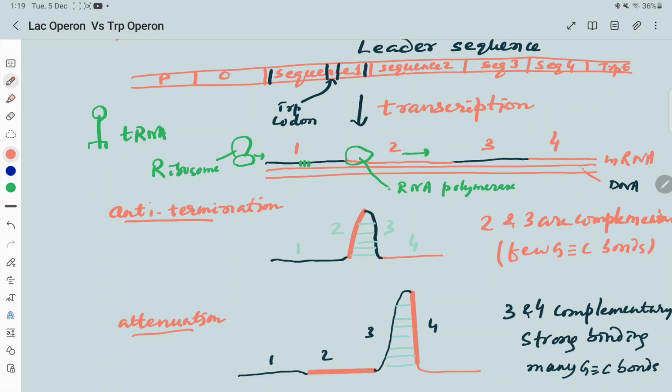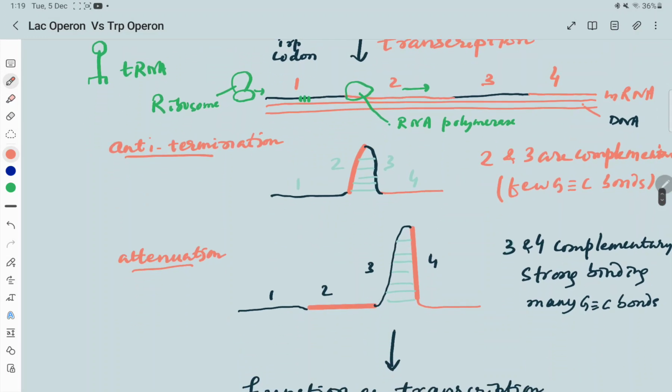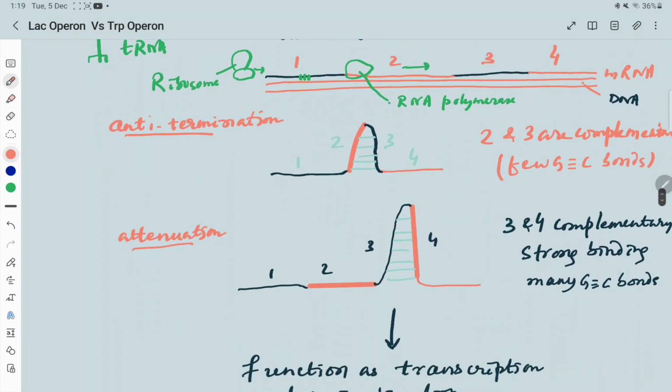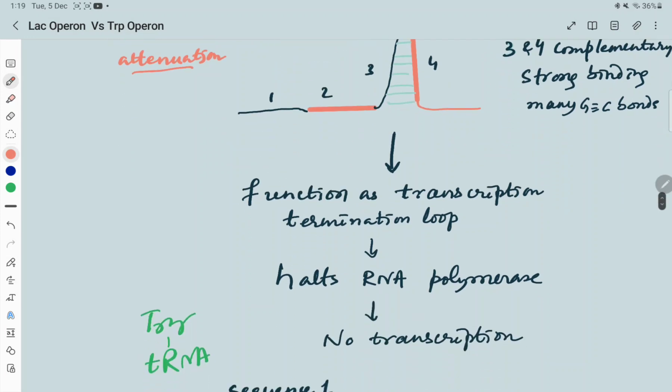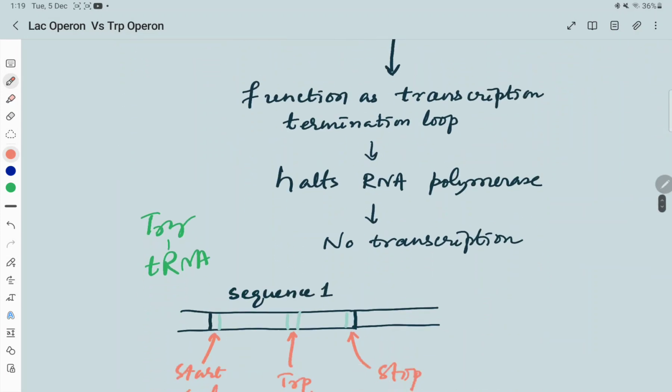With 2 it is a weak pairing, not strong, and acts as anti-termination, whereas with 4 it forms strong binding. Many GC bonds are there, because of which the complementary strong binding occurs, and there is formation of a transcription termination loop, which will halt the RNA polymerase activity, and we call it attenuation.